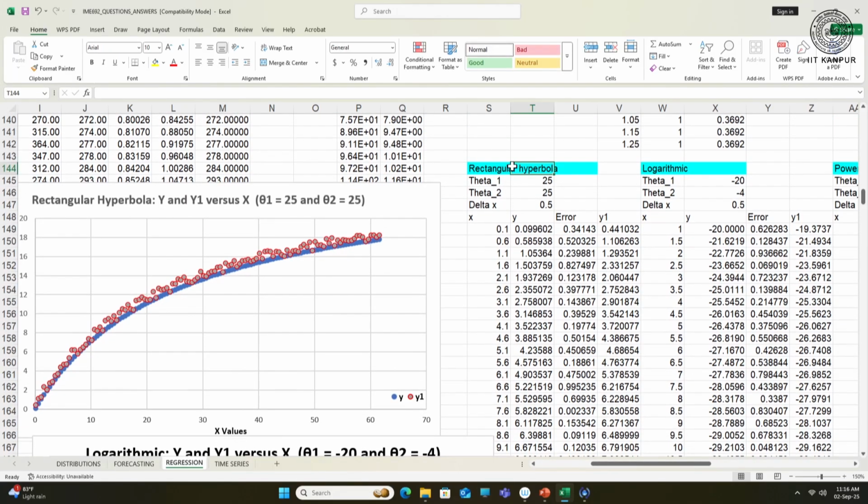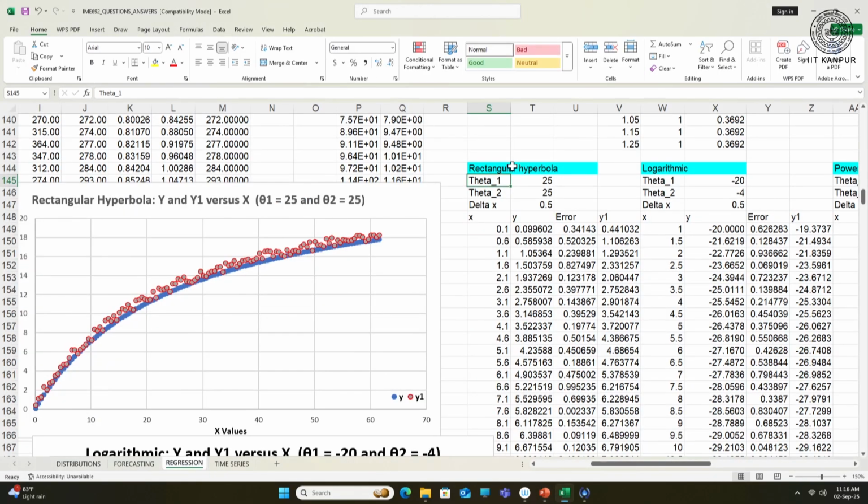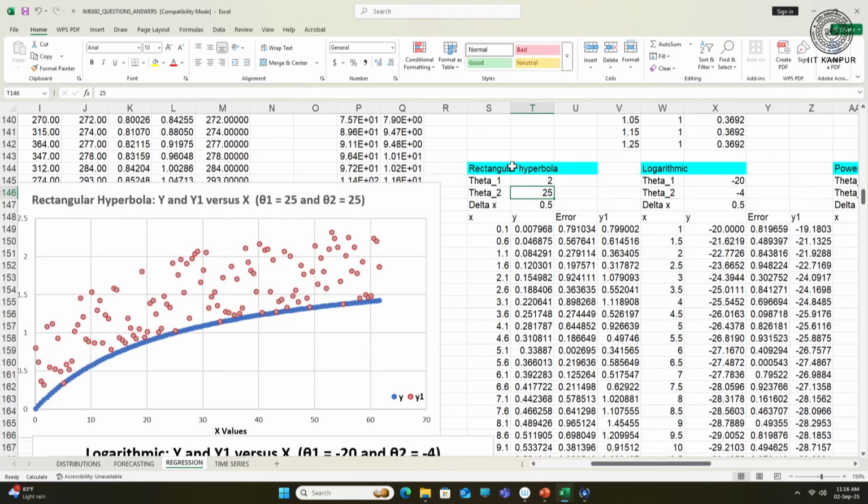This is the rectangle hyperbola. The theta 1 value we will change. So, in the data set what we had, which is theta 1 as 2 and theta 2 as 25. So, let us make theta 1 as 2 and theta 2 as 25. And what is delta x?